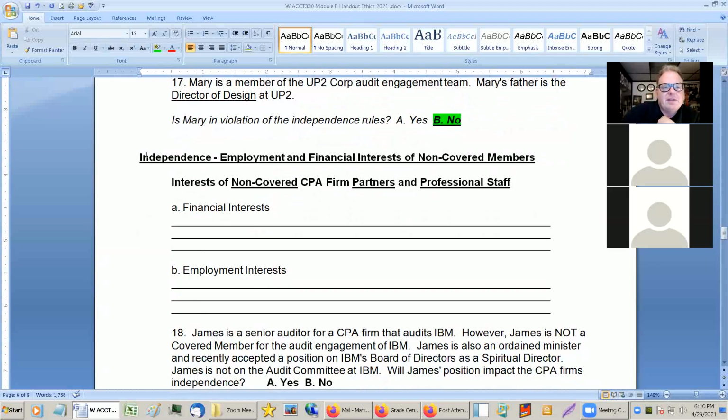All right. Independence, employment and financial interest of non-covered members. Non-covered members are partners and professional staff. So if you're a partner in the firm or professional staff, you are a non-covered member. So you are not going to be held to these higher standards that the covered members are. But there are still some standards you're going to be held to. And the question is, what are those?